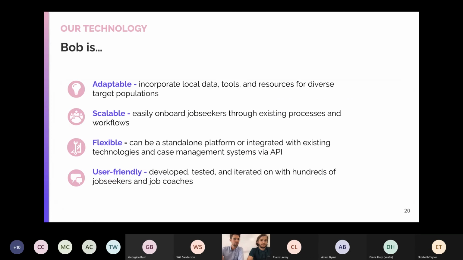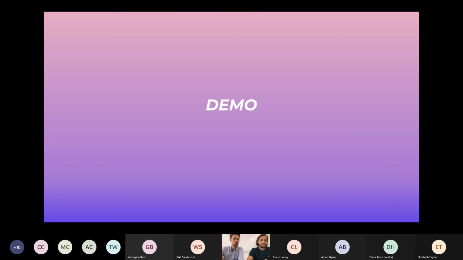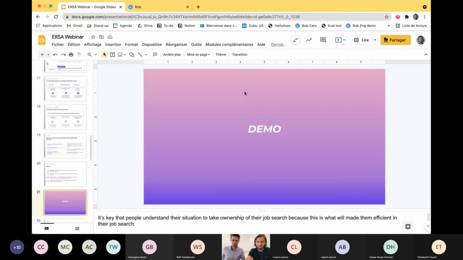I will skip this, but maybe before we move to the demo, we can take a few questions at this stage, and then we can move to the actual demo. I don't know if there are any questions. Otherwise, we are happy to go on with the demonstration.